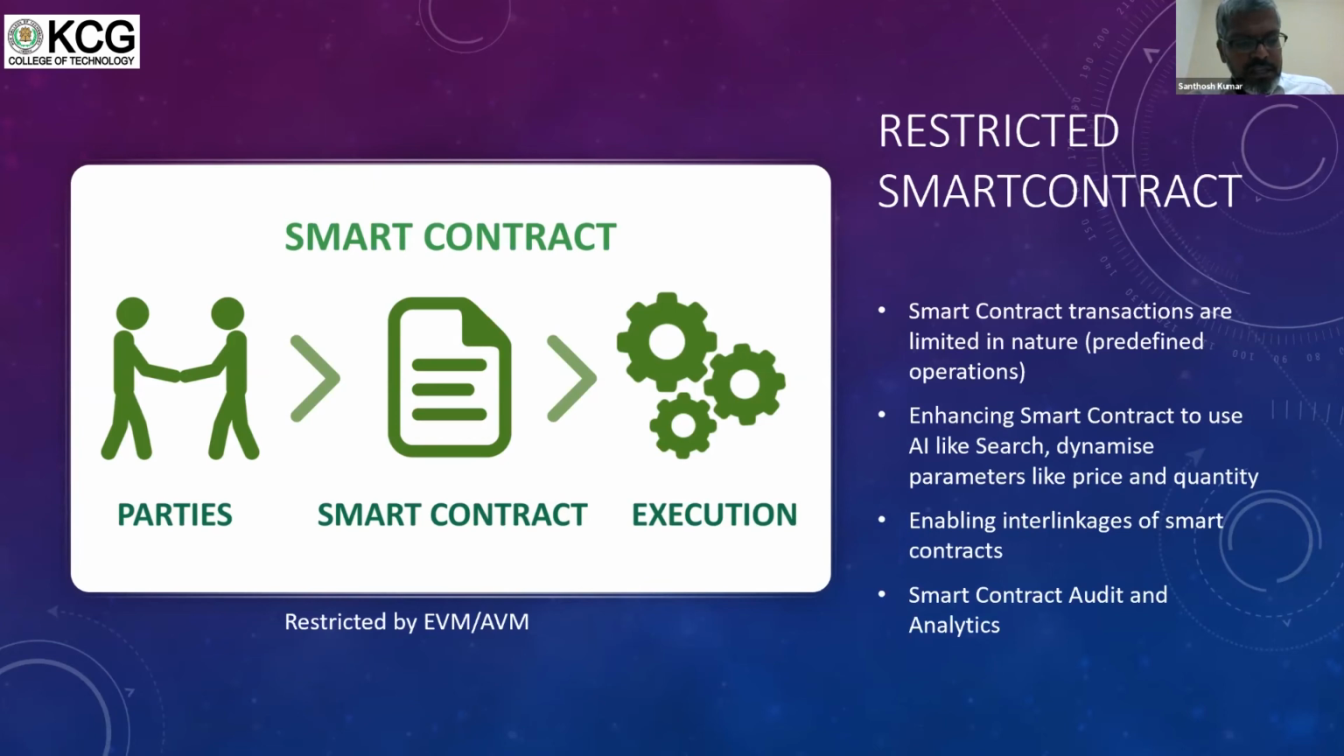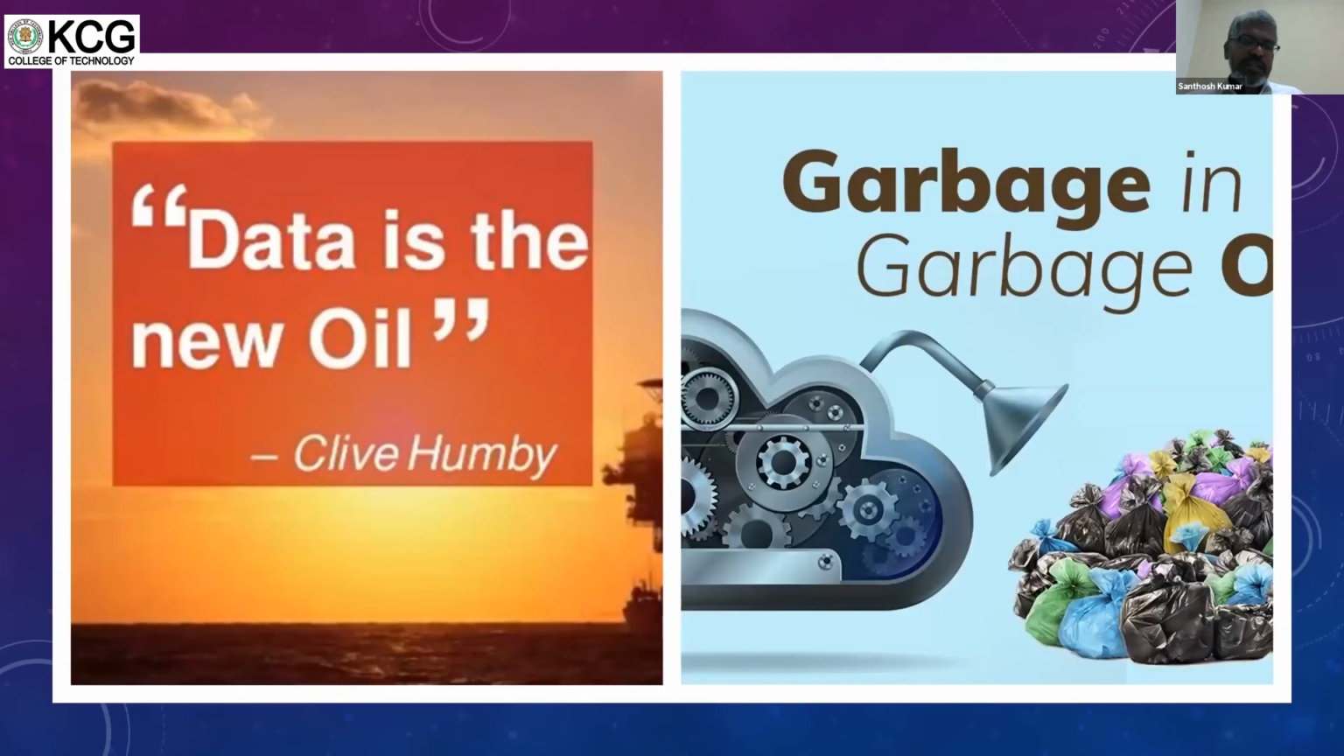Right. So that is the first leg, which is basically using AI for making smart contracts smarter. Now let's look at how we can enable AI for the masses, right? So we all know that data is the oil, right?